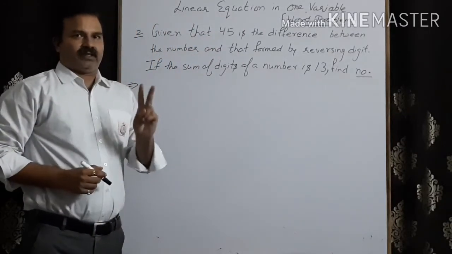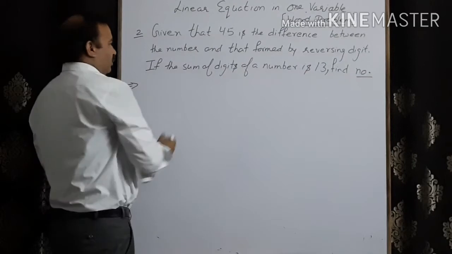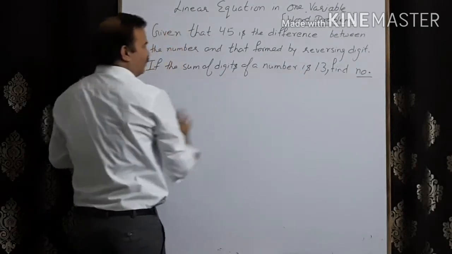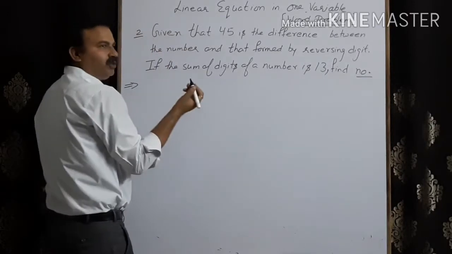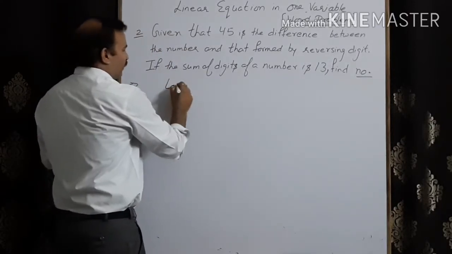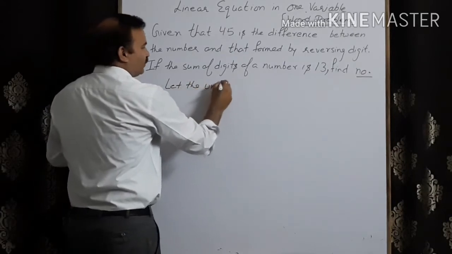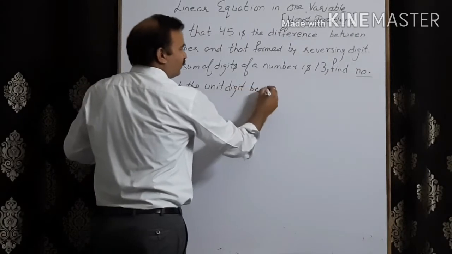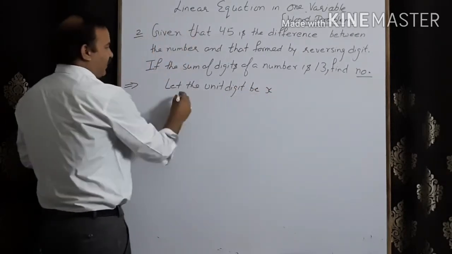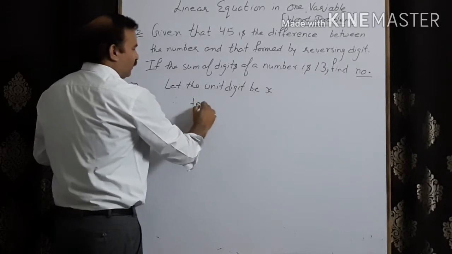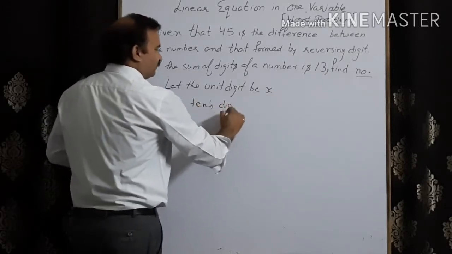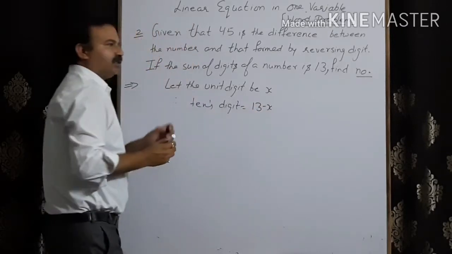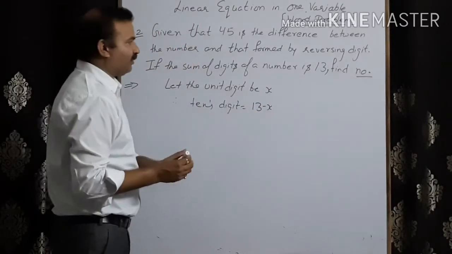If the sum of the digits of the number is 13, find the number. It's a two-digit number, and the sum of the digits is 13. So we will consider the unit digit. Let the unit digit be x. Therefore the tens digit is 13 minus x, because the sum of the unit digit and the tens digit is 13.